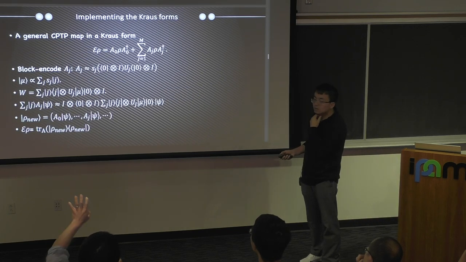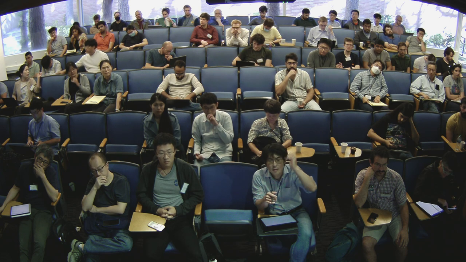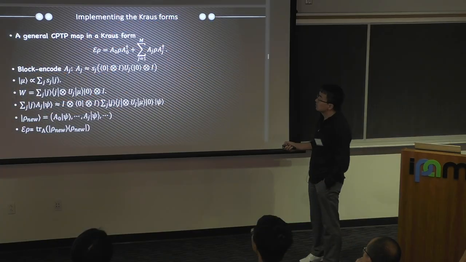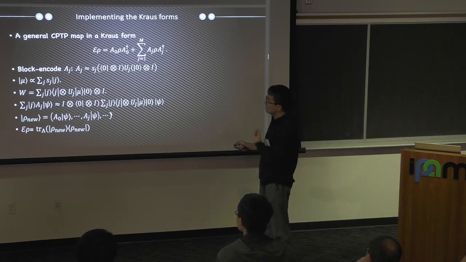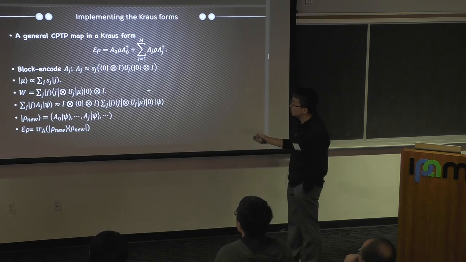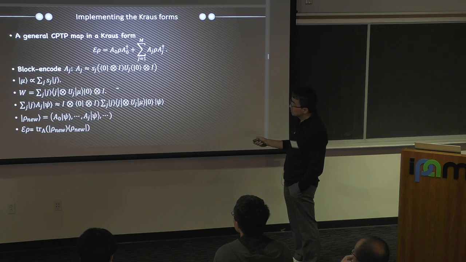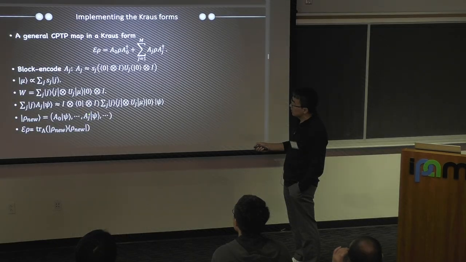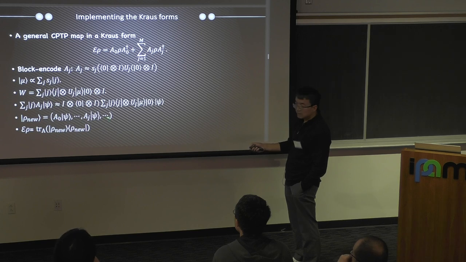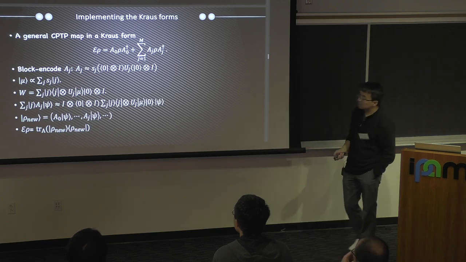Implementation-wise, once you have discretized, how are you going to do it? So first you block encode these individual jump operators, right? Intuitively, forget about the block encoding. You can come up with a unitary, and effectively, let's say rho, you write it as psi and psi dagger, and what this does is apply the cross operators on psi. Then you do psi, psi dagger, and trace out the ancilla, and that's going to be the cross form.